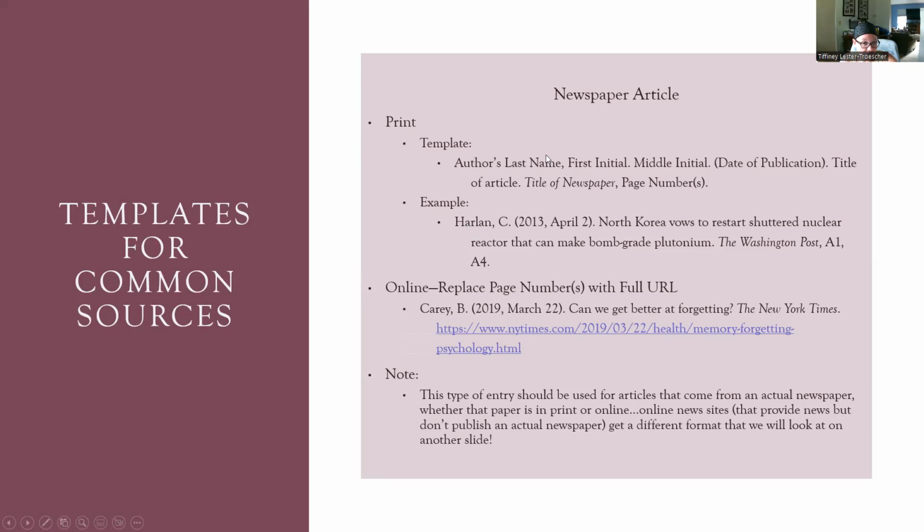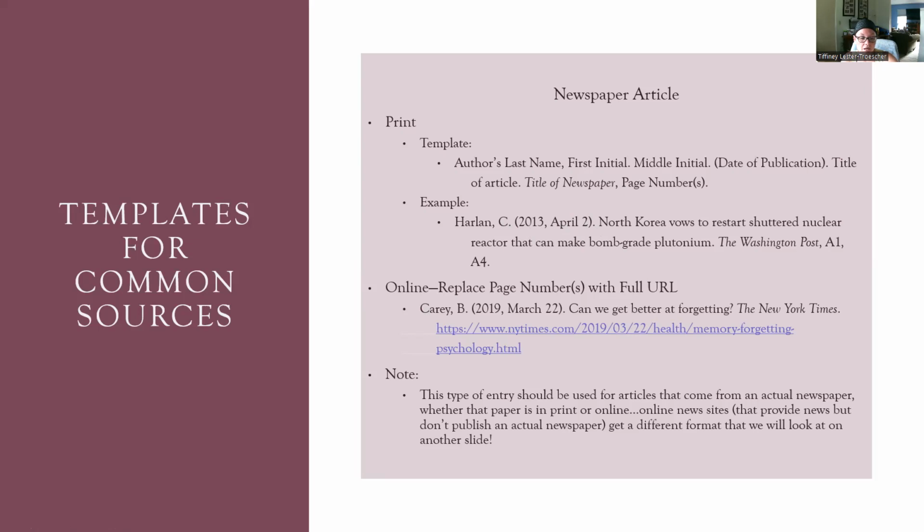So author's last name, Harlan, comma, first initial, period, C, period. Apparently we don't have a middle initial. So then date of publication, in parentheses, 2013, comma, April 2nd, parentheses, period. When you're dealing with a newspaper article, you're going to want to put the date along with the year, because a book is published in a year. It doesn't tell us the exact month or date that a book is published.